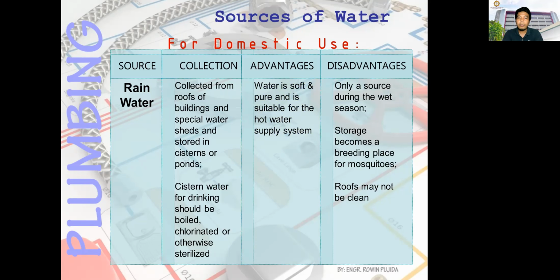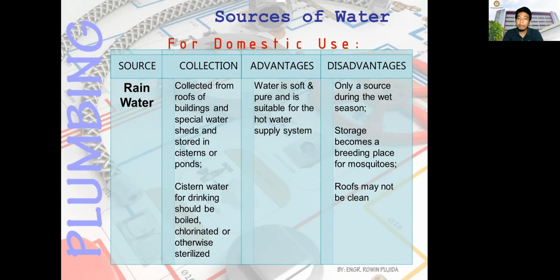And then advantages: the water is soft and pure and is suitable for the hot water supply system. Sometimes from the collection, you have the cistern tank. You pump it to the gravity tanks and then you distribute it on the building by gravity. And then it is only a source during the wet season.